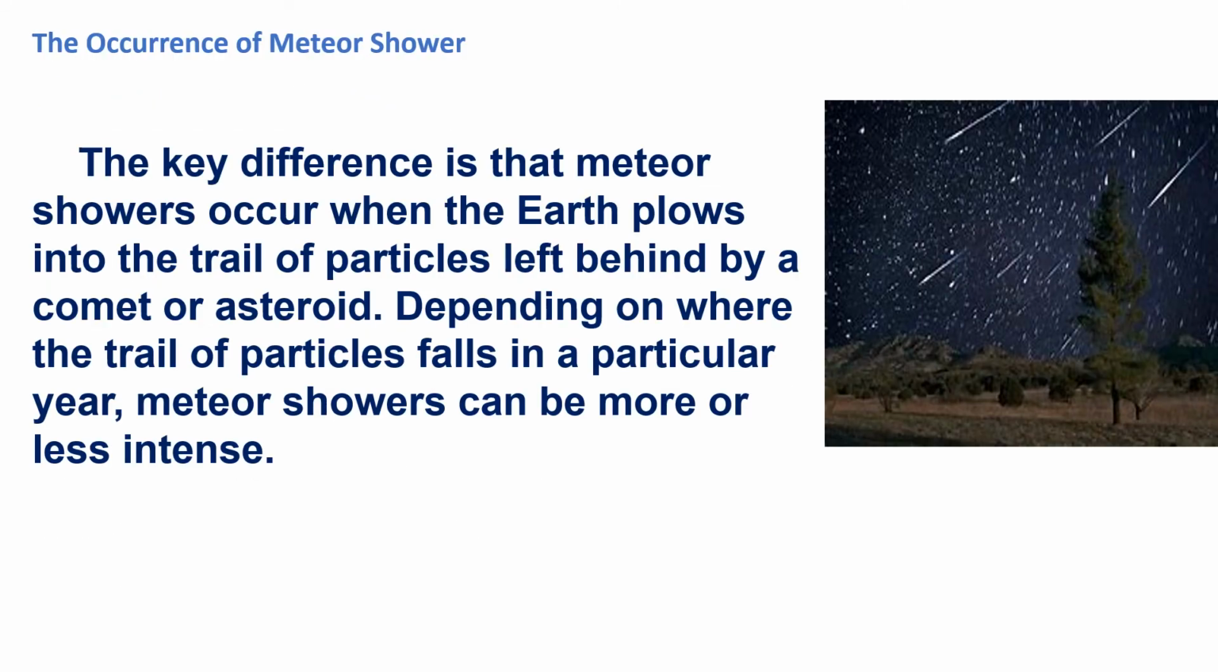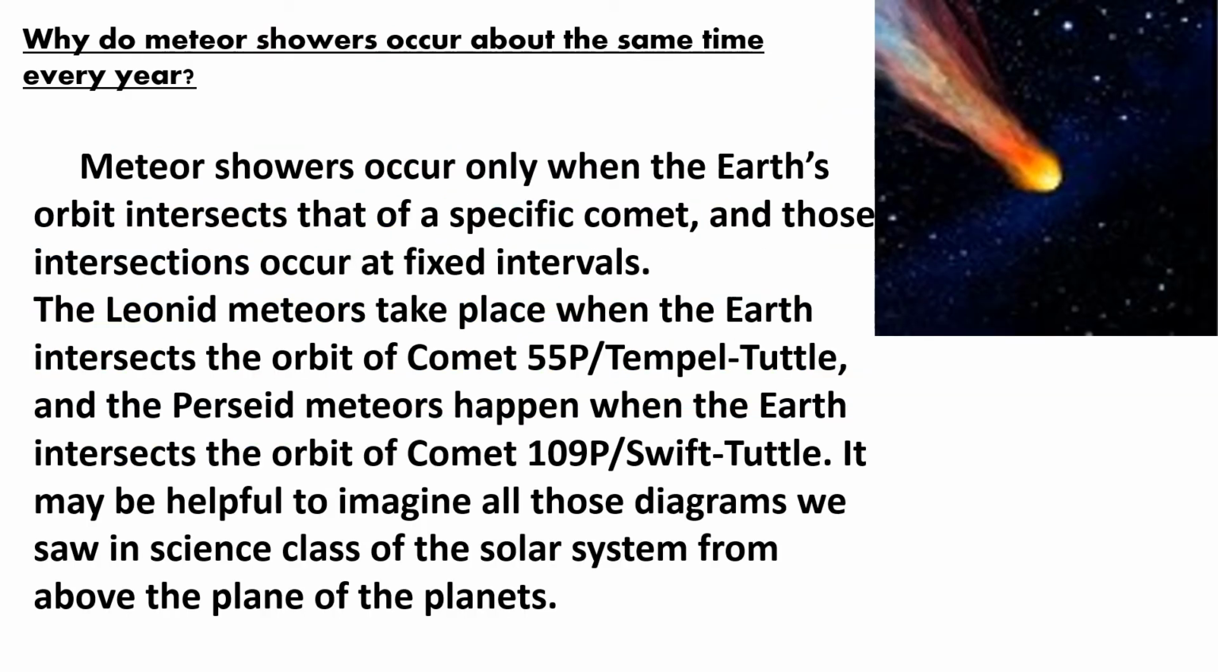Okay, so the key difference is that meteor showers occur when the Earth flows into the trail of particles left behind by a comet or asteroid. It depends on where the trail of particles falls in a particular year, so meteor showers can be more or less intense. Meteor showers occur only when the Earth's orbit intersects that of a specific comet, and those intersections occur at fixed intervals.